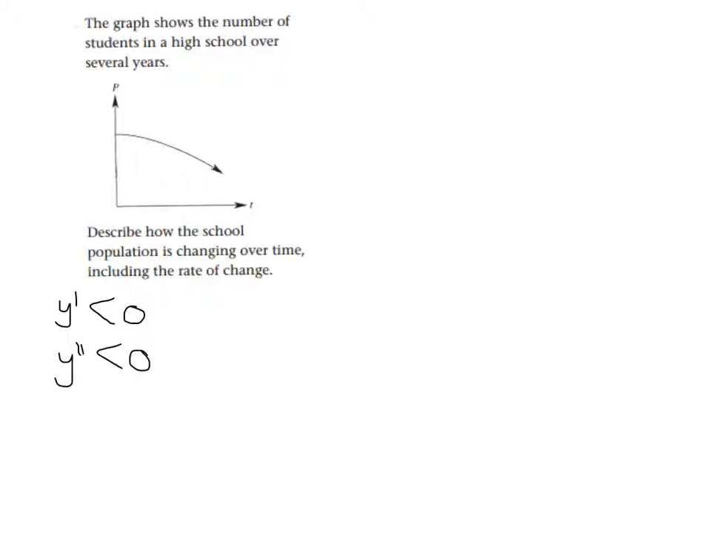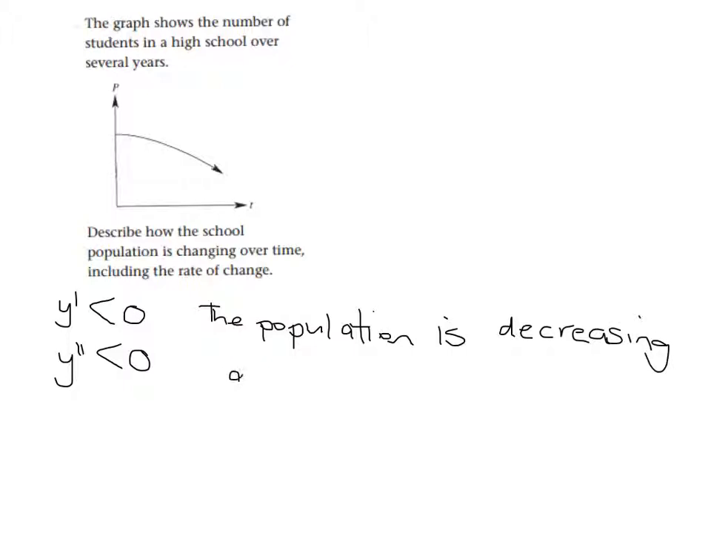Now that's not describing it, that's describing it using mathematical indicators. But if we want to write a sentence, like in an exam to be 1 mark, describe how it's changing over time. The population is decreasing at a decreasing rate. So they're always the same every time, increasing or decreasing, and what sort of rate that is.